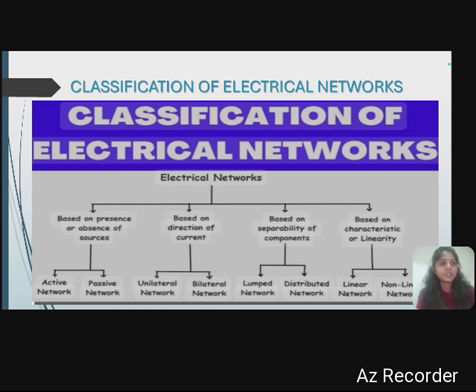Classification of electrical networks. In electrical networks, based on the presence or absence of sources, we can divide them as active network and passive network. Based on the direction of current, unilateral network and bilateral network. Based on the separability of the components, lumped networks and distributed networks. Based on the characteristic or linearity, linear network and non-linear network.